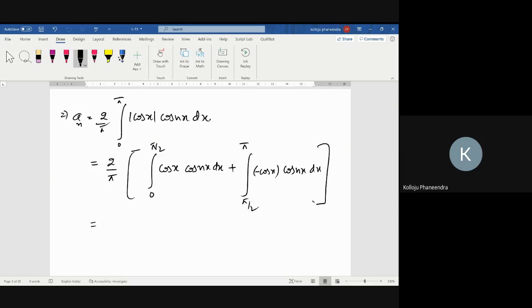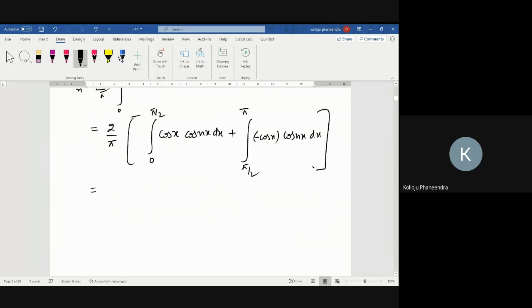cos nx dx. Now this is the cos A cos B formula. So take these two inside. This is 1 over pi, integral 0 to pi by 2. Taking 2 inside, the cos A cos B formula: 2 cos A cos B equals cos (A plus B) plus cos (A minus B). That means cos (1 plus n)x plus cos (1 minus n)x, dx.